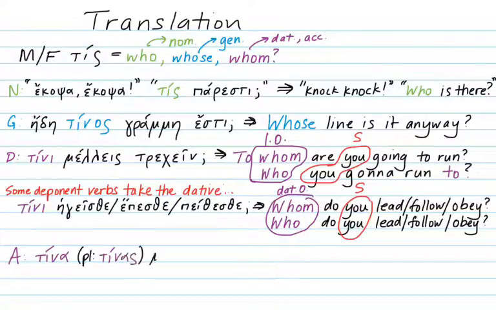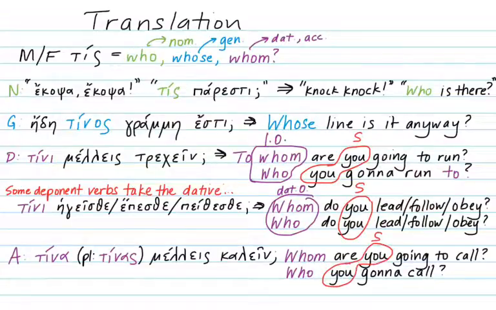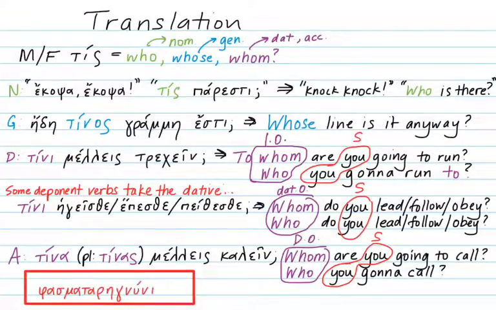Lastly, the accusative case, tina, or if we want to do plural, tinas meles kalein, translates to whom are you going to call? Again, this is not the vernacular English. Vernacular English is obviously who you're going to call. In both of those English sentences, you is the subject, and whether you use whom or who, those are the direct object of the English sentences, and that is also the direct object of the Greek sentence. And then, the answer to the question is obviously Ghostbusters. The end.